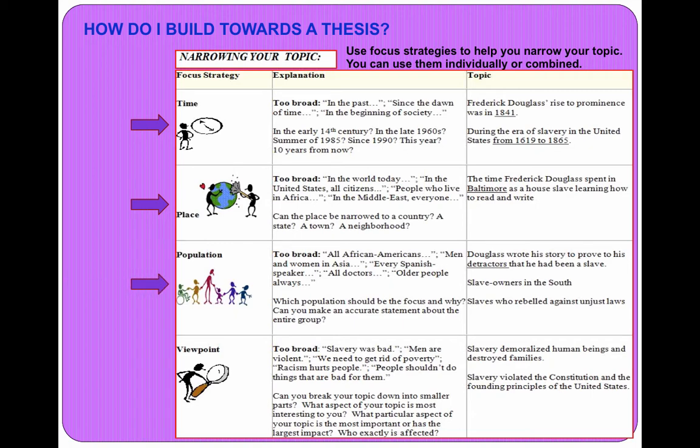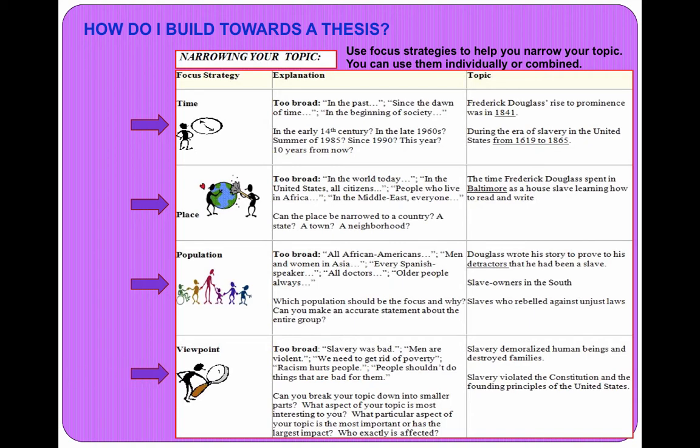Population, too broad. All African Americans, men and women in Asia, every Spanish speaker, all doctors, older people always. So which population should be the focus and why? Can you make an accurate statement about the entire group? Examples. Douglass wrote his story to prove to his detractors that he had been a slave. Slave owners in the South. Slaves who rebelled against unjust laws.